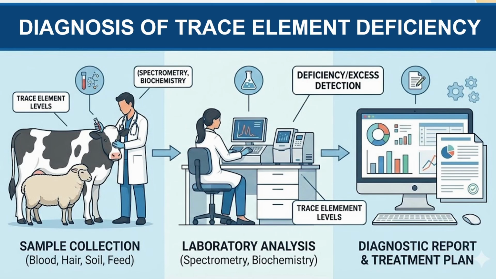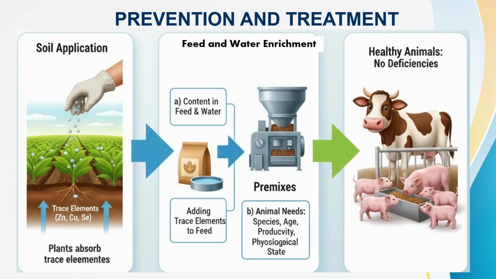After we identify the disease, we can create a treatment plan. General principles for the prevention and treatment of trace element deficiencies include application of trace elements to the soil. Adding trace elements to the premixes, taking into account their content in feed and water, and the needs of animals, which depend on their species, age, productivity, and physiological state.